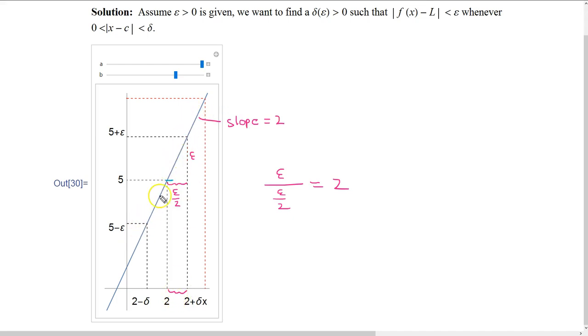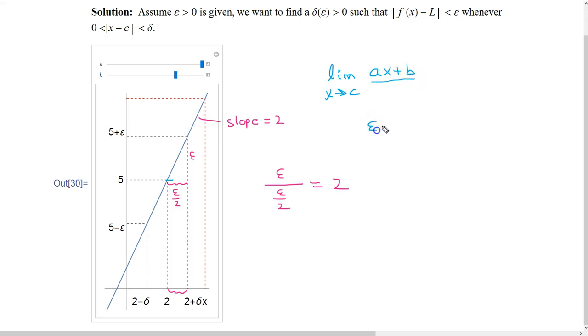straight line. And in fact, anytime you're trying to evaluate the limit of a linear function or prove the limit of a linear function, so if you have something like this, the limit as x approaches c of ax plus b. So if you have a linear function, that's just a straight line.